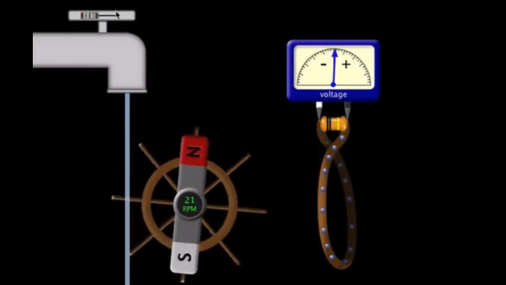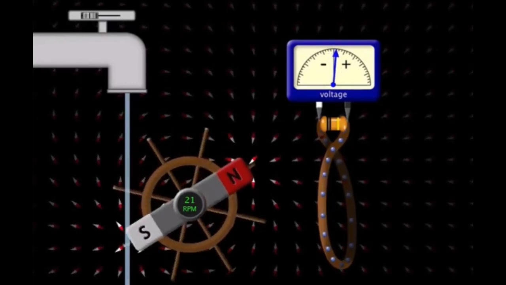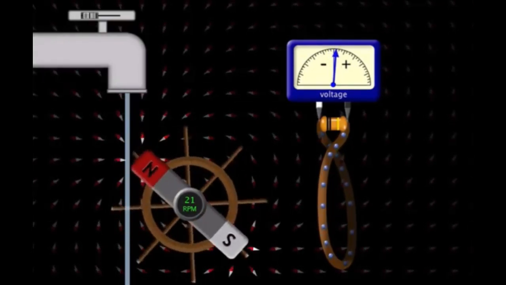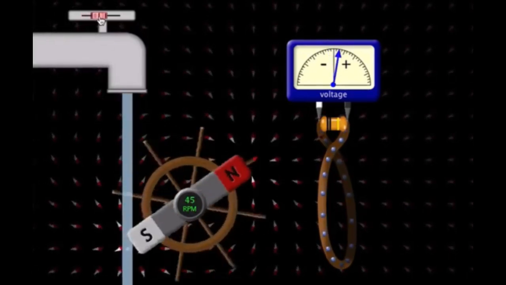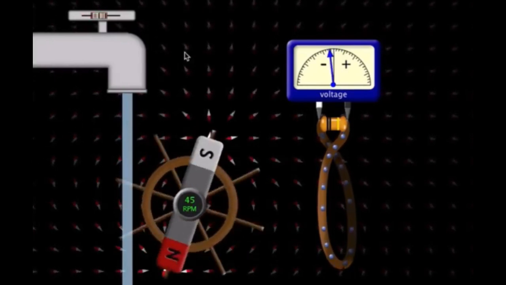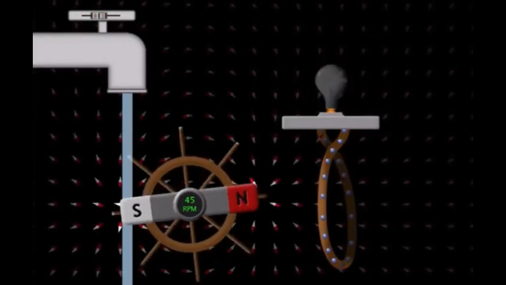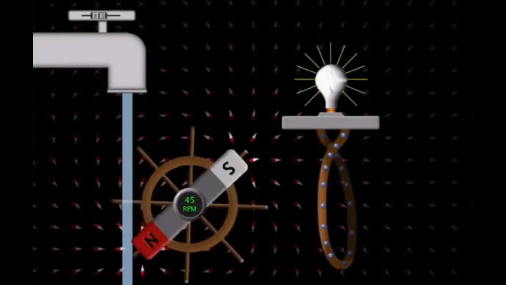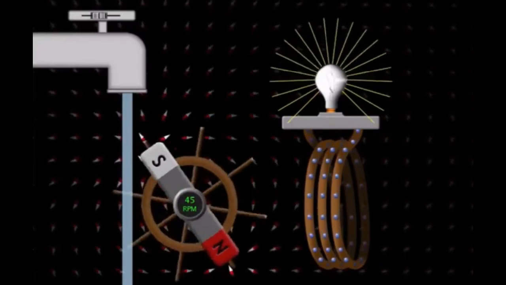As it changed the position of the magnet, it changed the magnetic field. You can see the magnetic field lines are changing, and so I am starting to get a little bit of current. Watch what happens if I increase the speed of that water. I am getting more current. You could even have a light bulb connected to it. And so now I am starting to get usable energy.